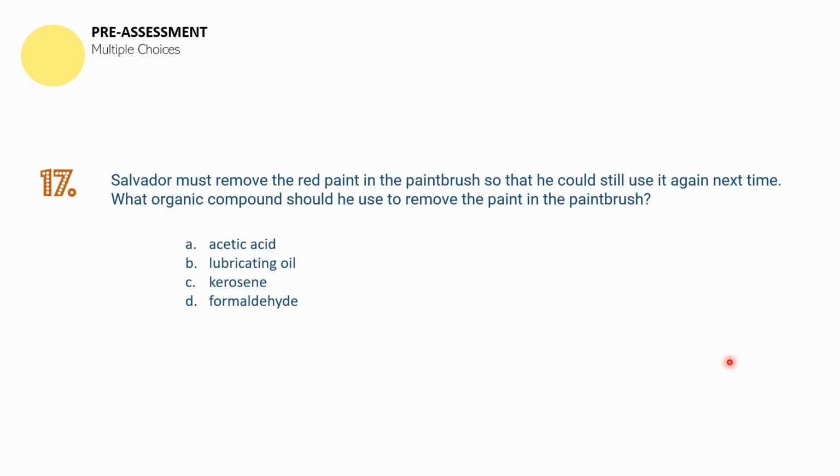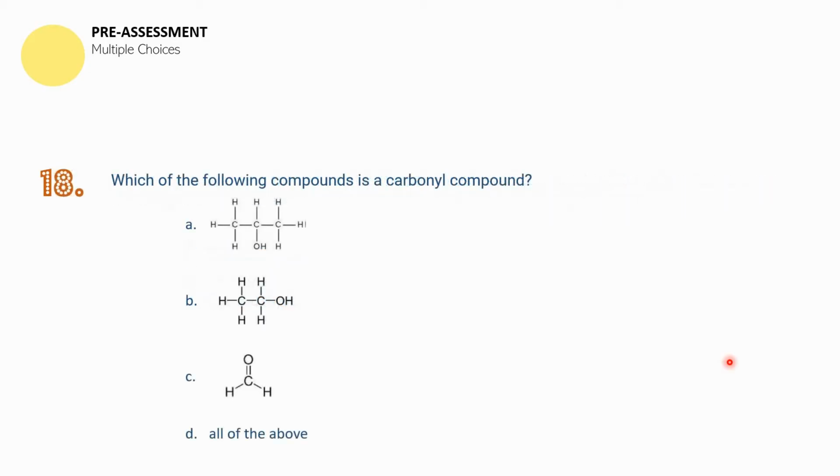Pause this video if you need more time. If you have decided to continue, let us move to question number 18. Which of the following compounds is a carbonyl compound? A, B, C, or D, all of the above?